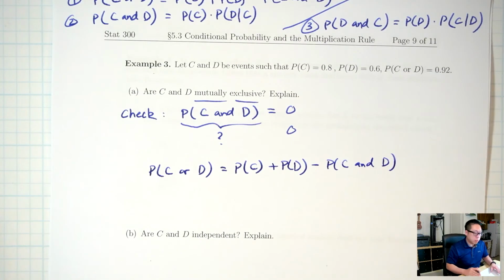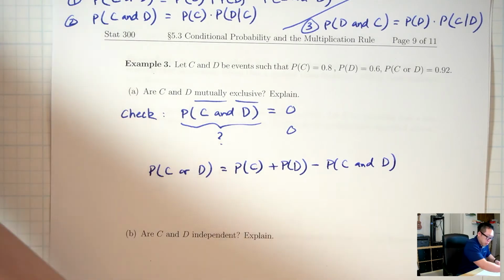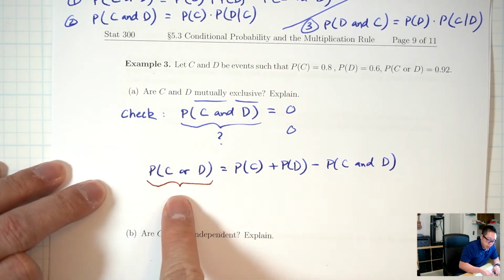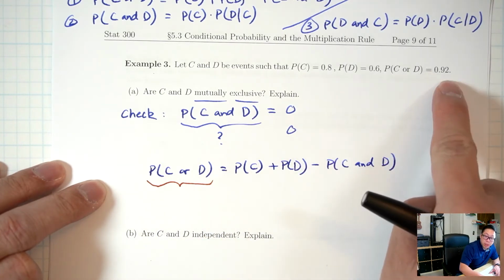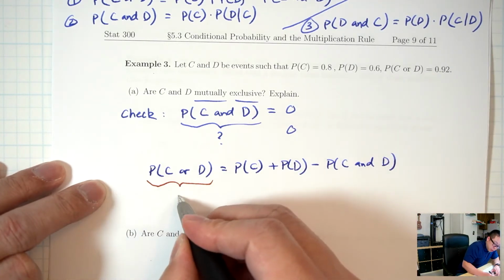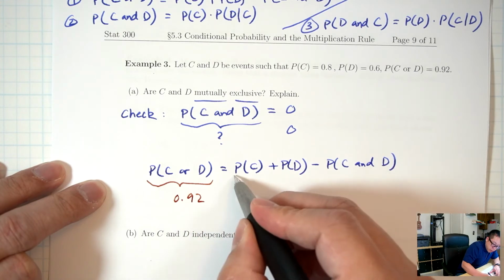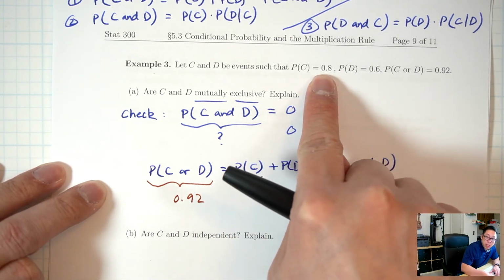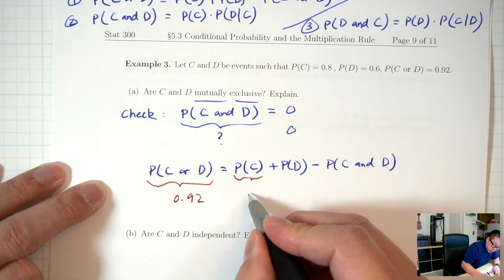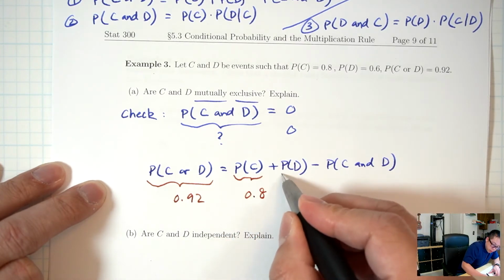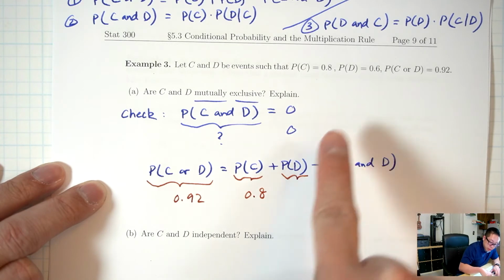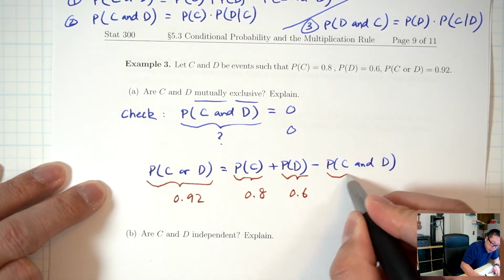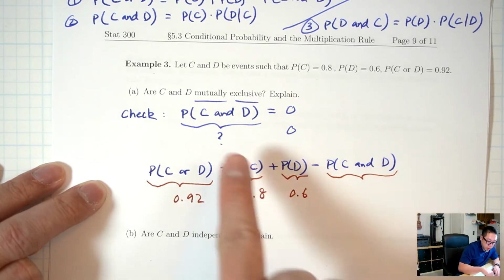And then go through and fill in what you know. Okay, so C or D, this entire thing, I do know. I do know it's 0.92. So that entire thing is 0.92. Probability of C, I do know the entire thing is 0.8. Probability of D, I know it's 0.6. And then probability of C and D, that's actually what I'm looking for.